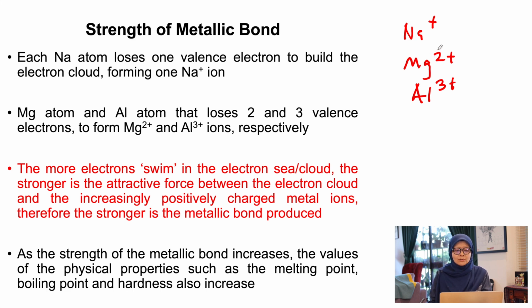This is because the more electrons swimming in the electron sea or cloud, the stronger is the attractive force between the electron cloud and the increasingly positively charged metal ions, for example aluminium 3+ here. Therefore the stronger is the metallic bond produced. And as the strength of the metallic bond increases, the values of the physical properties such as melting point, boiling point, and hardness also increase.